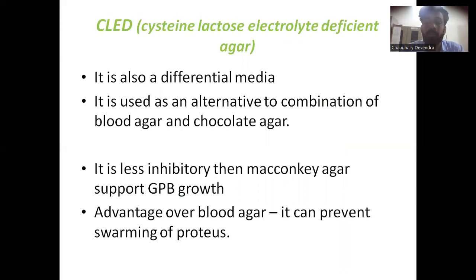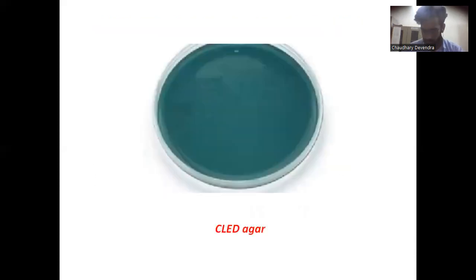Proteus is a bacteria that gives swarming growth on blood agar. Swarming growth means the growth is spread all over the medium. If there is more than one bacteria, the swarming growth of Proteus covers the colonies of the other bacteria.